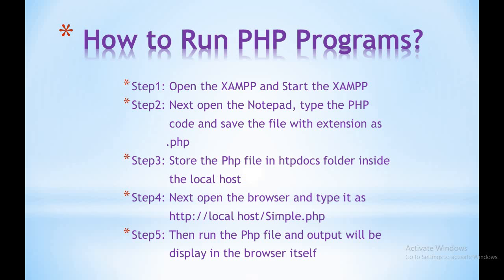Then I have to store my PHP file inside the XAMPP localhost, inside the htdocs folder. Then I can retrieve the file name and run it through the browser. So we have to open the browser, which may be any type of browser. I can type http://localhost/simple.php, as my file name is simple.php. I can run this file easily with the help of the browser. Then the PHP file runs and the output will be displayed in the browser itself.